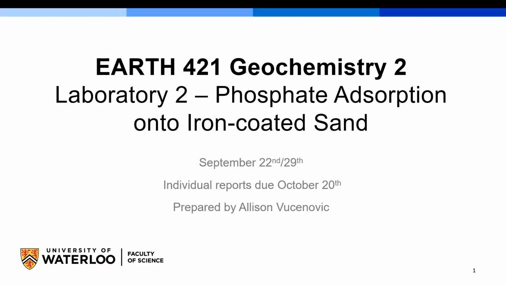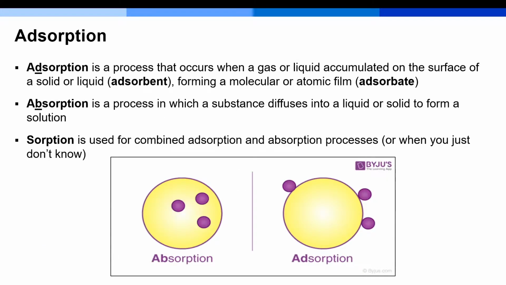Alright, hello everyone. These are the introduction slides to our second lab for the course, which is on phosphate absorption onto iron-coated sand. So again, this lab is dealing with adsorption, so we'll just start with some quick definitions. So adsorption is a process that occurs when a gas or liquid accumulates on the surface of a solid or a liquid, which is known as the adsorbent, forming a molecular or atomic film, which would be the adsorbate.